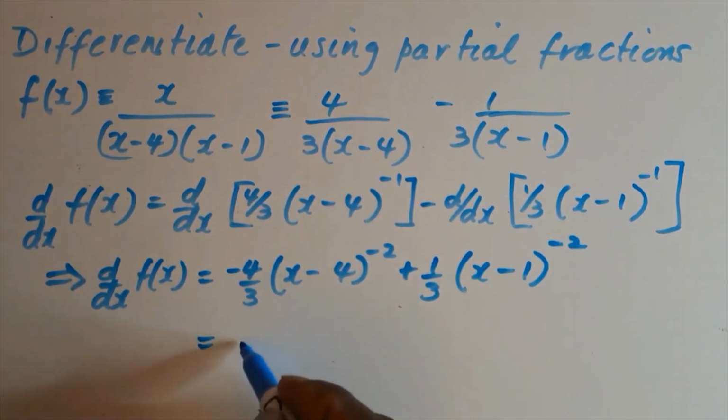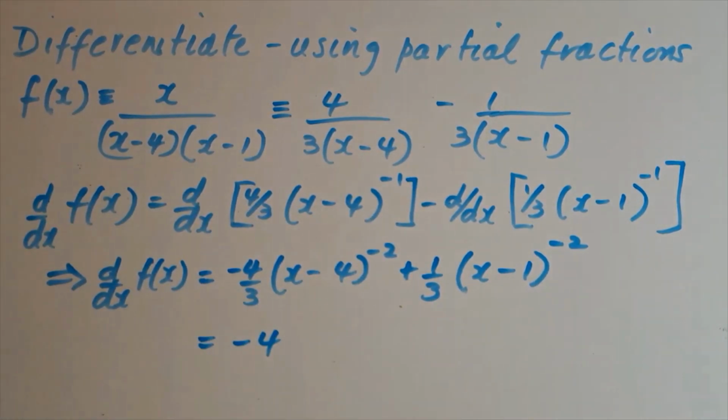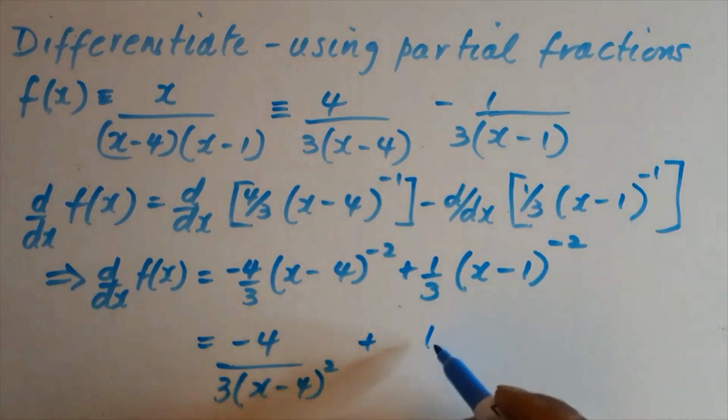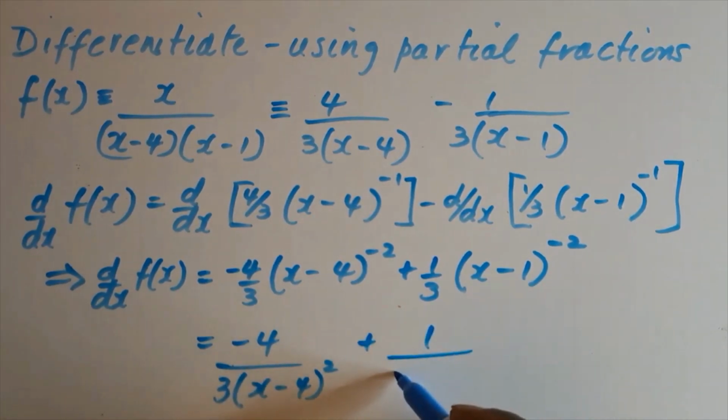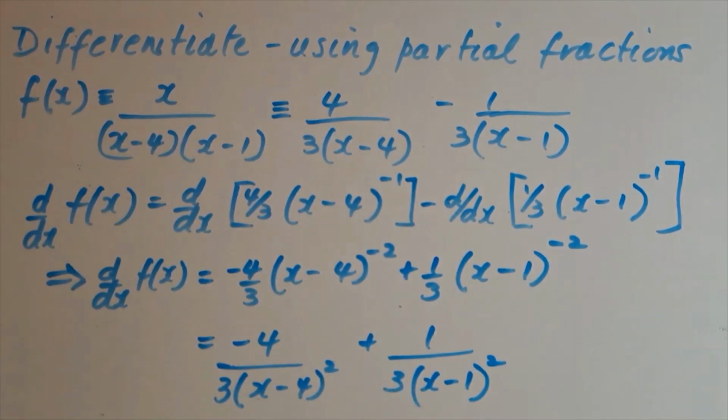And just to tidy this up, we'll take these two in brackets and put them back into the denominator so we can write them as positive. It's negative 4 over 3 into x minus 4 squared, plus 1 over 3 into x minus 1 squared. So a useful tool for partial fractions is to be able to differentiate rational fractions of this type.